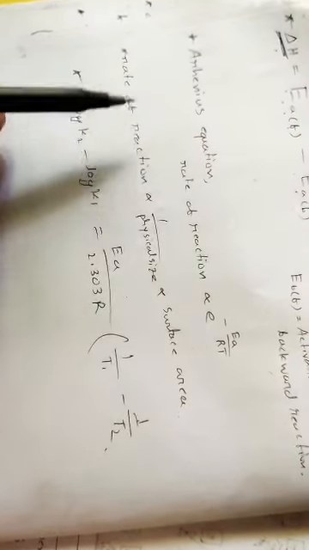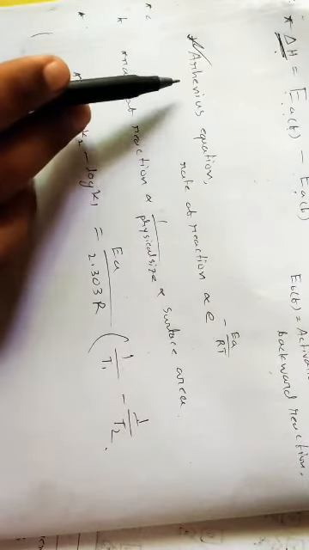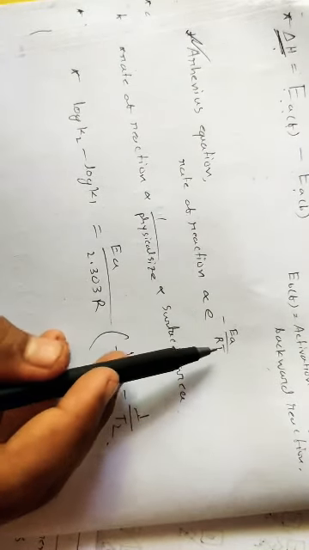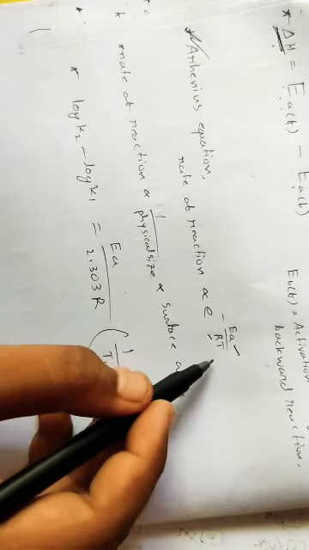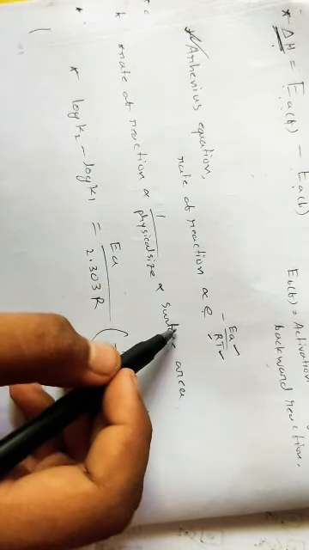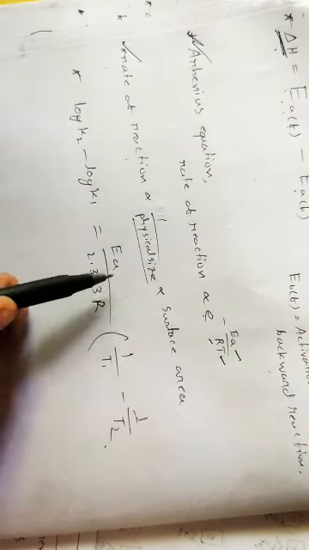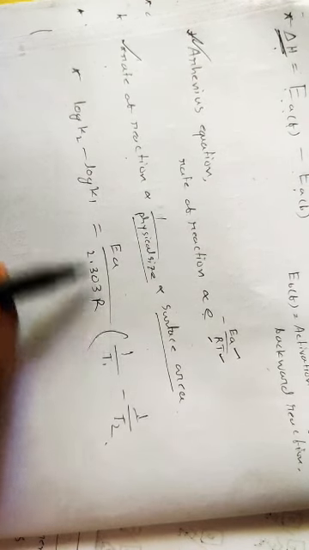Then one more important equation, the Arrhenius equation: rate of reaction is proportional to e to the minus EA by RT. Here EA is the activation energy for this reaction, R is the universal gas constant, T is the temperature, and e is the exponential constant. Then the rate of reaction is also proportional to its physical size, and to the surface area of the reactant.